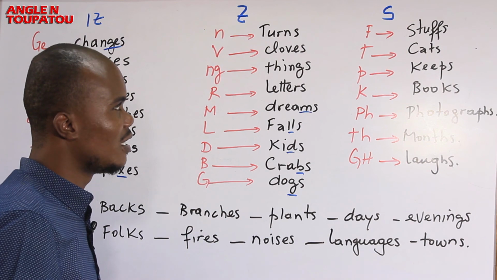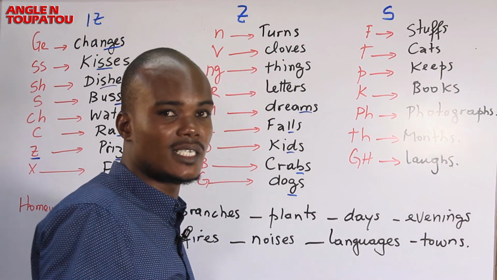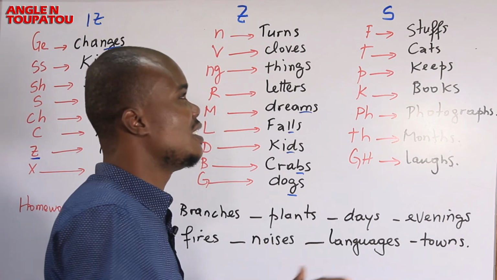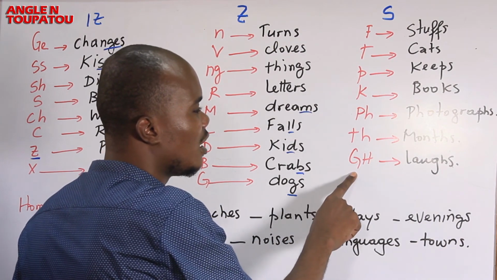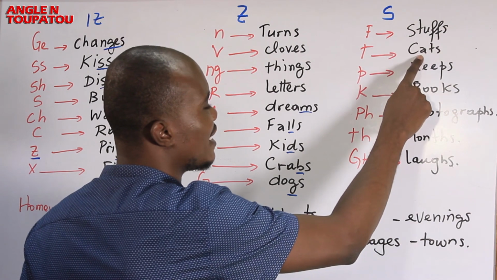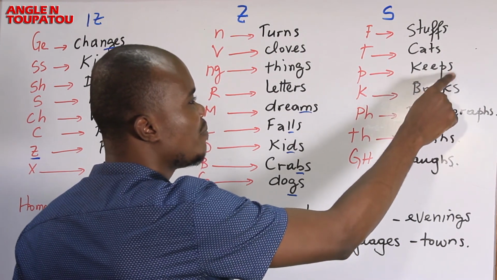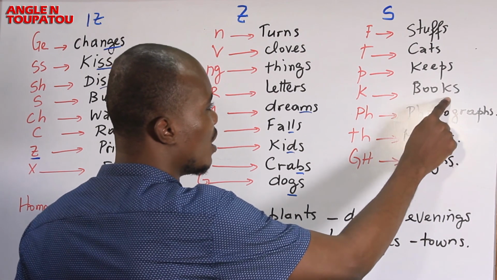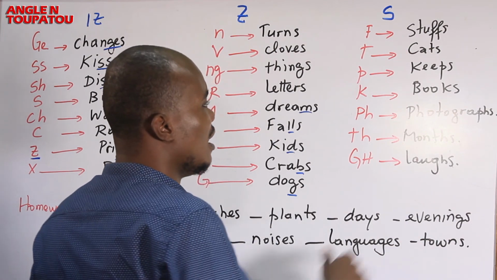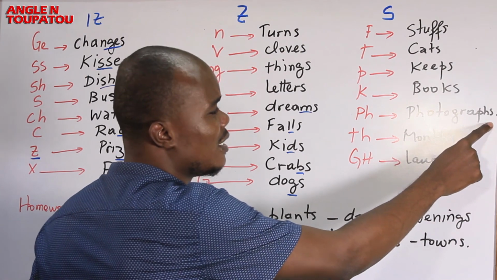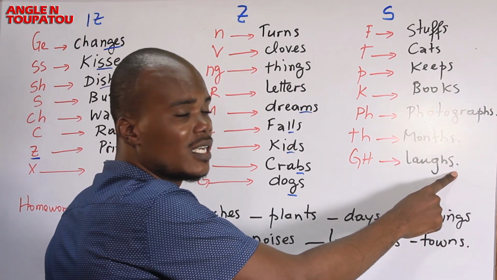And for the S sound, you're going to pronounce the S at the end of these words as S, when the S follows the sounds F, T, P, K. You say stuffs, you say cats, because you say the F sound before. You say keeps, P, S. You pronounce the letter S in books, K, as S. These are voiceless sounds before the letter S. And photographs, and we say months, laughs.